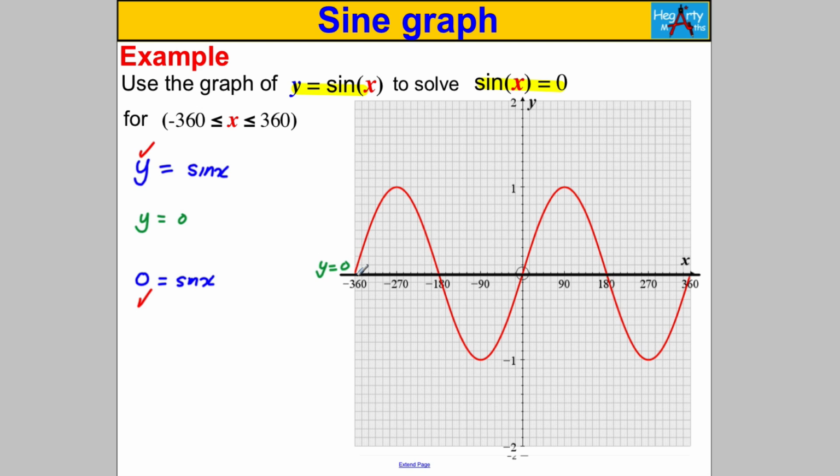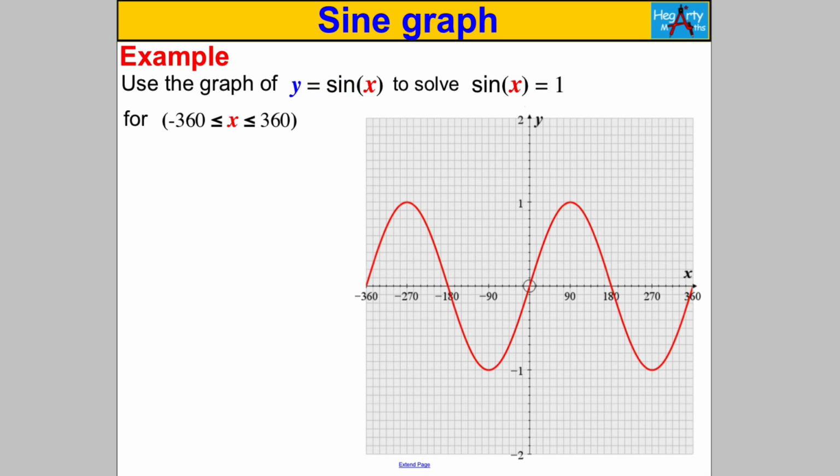Now we're trying to find the points where the graph y equals 0. There, there, there, and there. So the solutions in this case, starting with the smallest x, are x is negative 360, x is negative 180, x is 0, x is 180, and x is 360. They are our answers that make sine x equal to 0, and we're done. Okay, let's try another one.